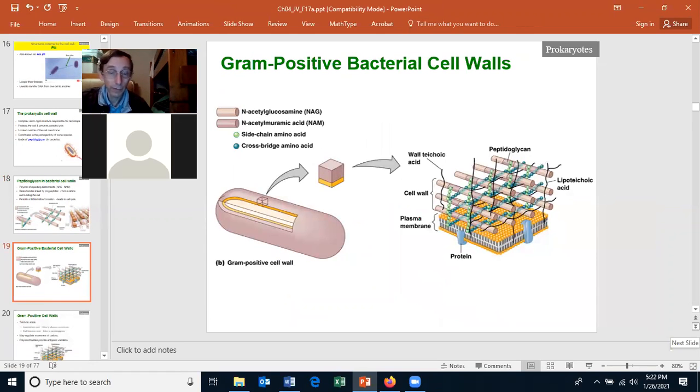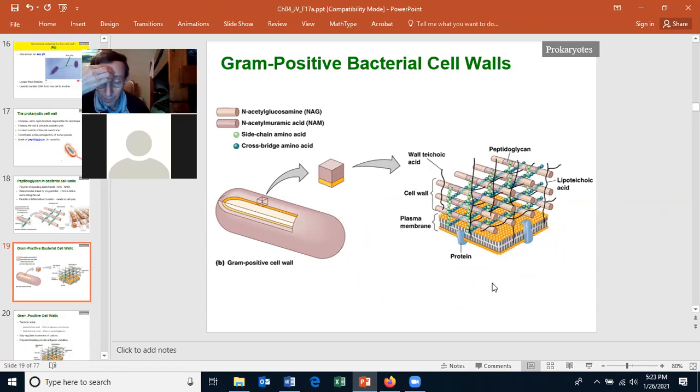So when we're looking at the gram-positive cells, I think we've looked at this slide before. There's a gram-positive cell, and you notice that the yellow is the cell membrane, and it has a very thick peptidoglycan layer on top of the cell membrane. And here we're seeing the thick peptidoglycan layer. There are a few other molecules in here besides peptidoglycan, namely teichoic acid and lipoteichoic acid.